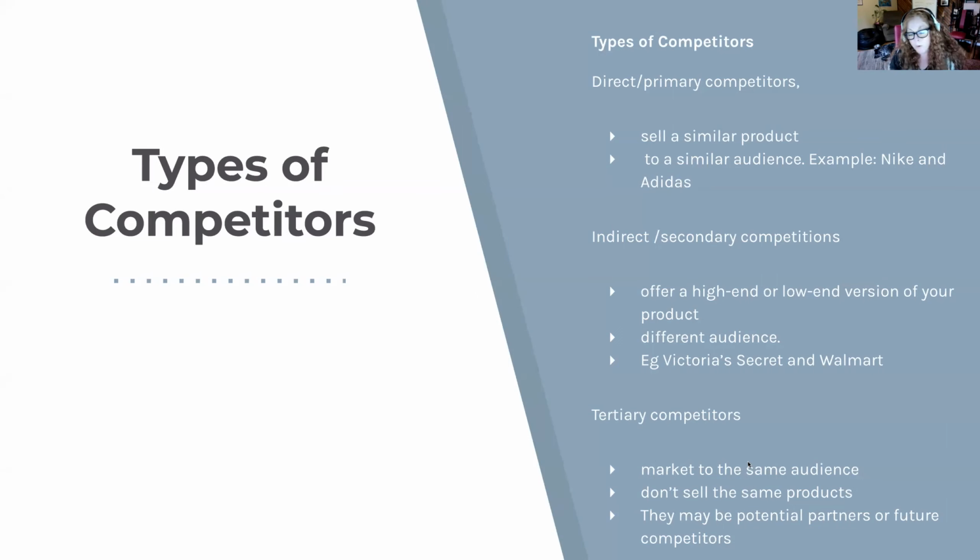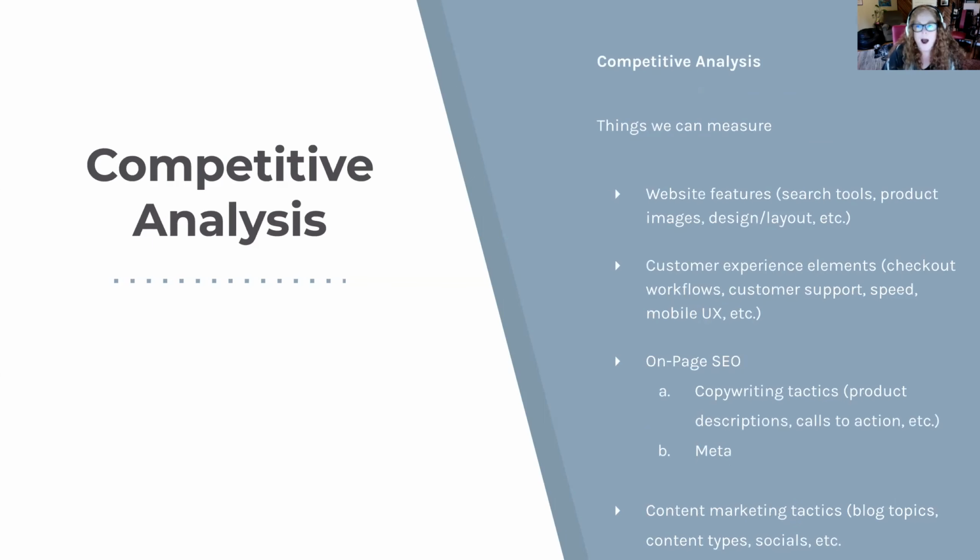So we mostly do search. We are not really competitive with social media, right? Not necessarily. So they're potential partners. If I'm a massage school, maybe a great massage oil company, if we don't make our own, would be a tertiary competitor. So why we want to know these things is because we are going to focus on our primary competitors because they're our most important, right?